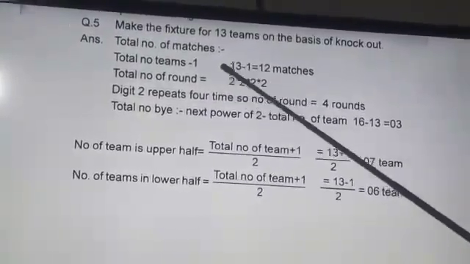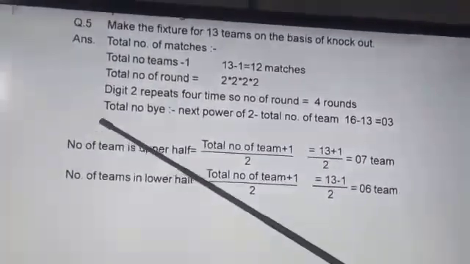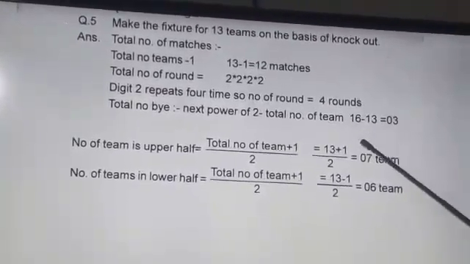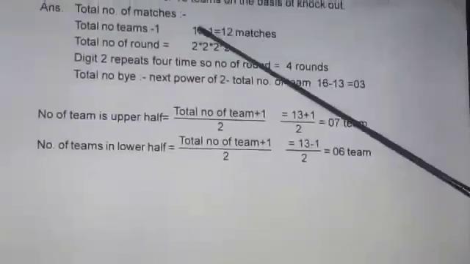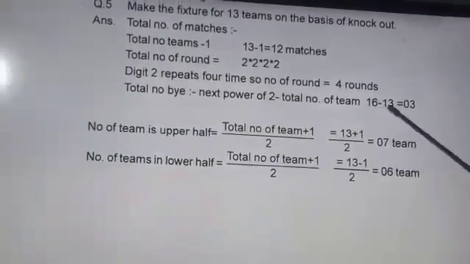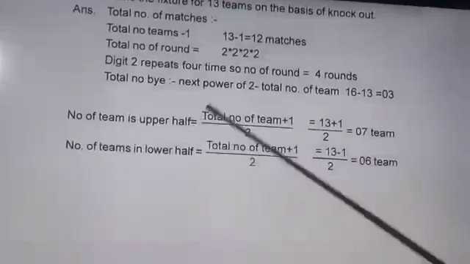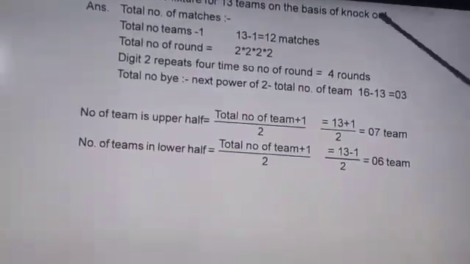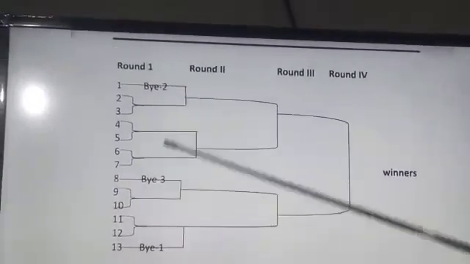Then 1, 2, 3, 4, 4 rounds are here, and the number of byes comes from 16 minus 13. I have also told you to take the nearest power of 2; 16 minus 13 is equal to 3. Number of teams in the upper half, total number of teams plus 1 by 2, is 14 divided by 2, which is 7, because it is an odd number. So there are 3 byes.